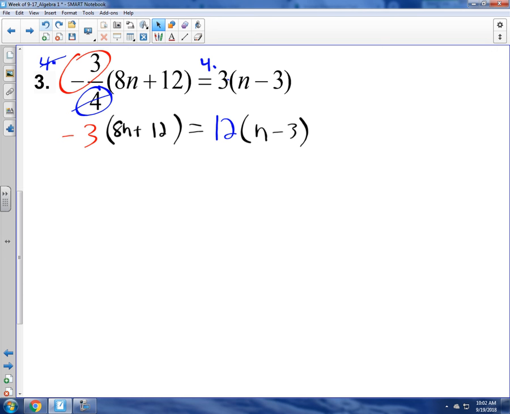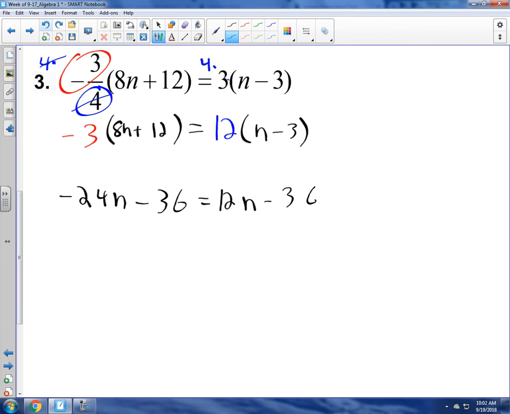So I distribute on the left and on the right, which I'm hoping is a skill that we really have. So -24n minus 36 equals 12n minus 36. If I add 36 to both sides, and I am skipping steps here, I'll have this, right? And something weird is going on here. This is where people start to get confused.